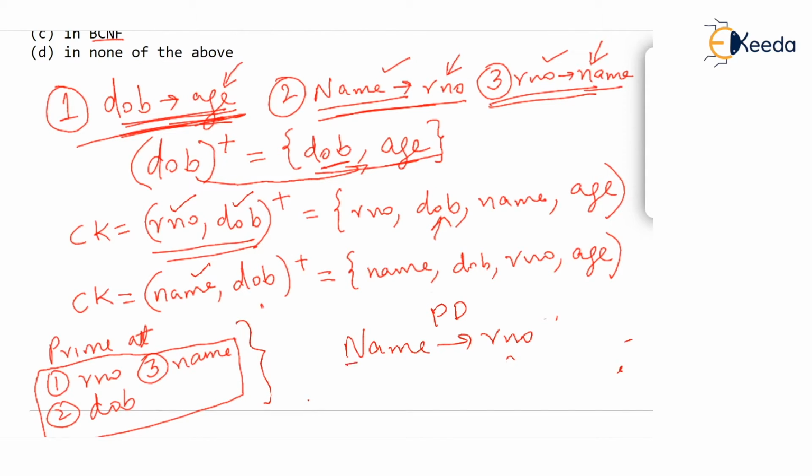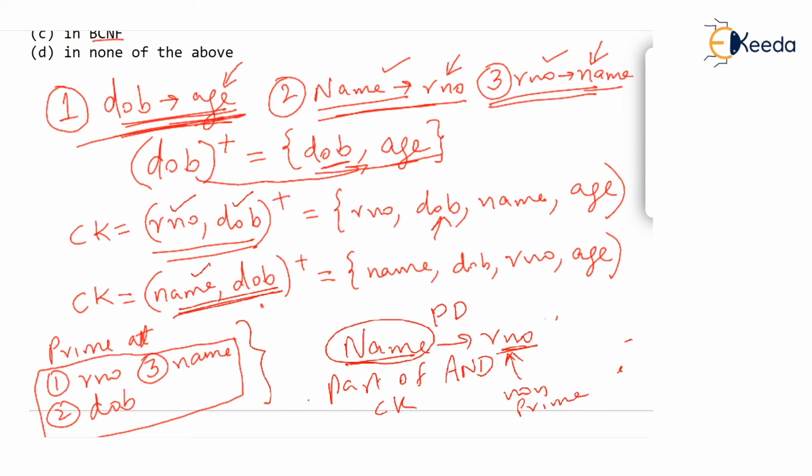Note, left hand side is the part of candidate key. Yes, very clearly, because there is a candidate key name comma date of birth and left hand side has only name, so it is part of candidate key. But wait, the second condition that should be true is right hand side should be a non-prime attribute. But roll number is a prime attribute. Then this is not a partial dependency. Correct? Similarly, you see third dependency, roll number determines name, is also not partial.